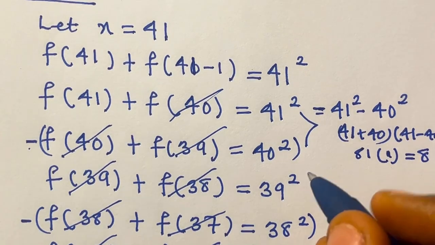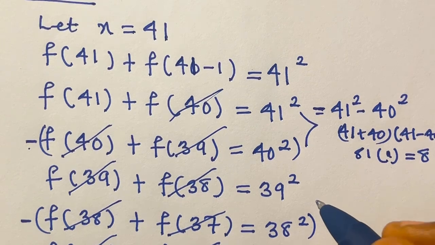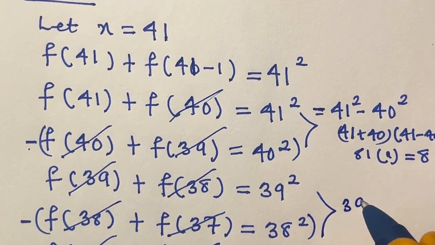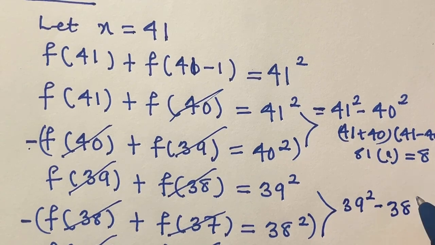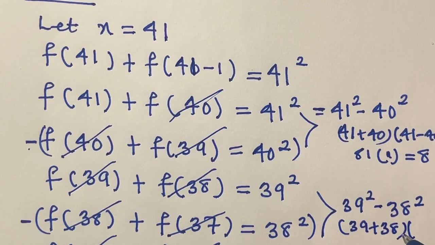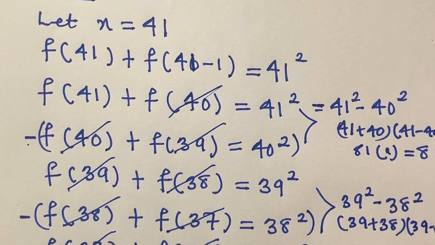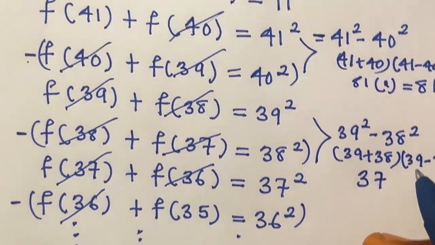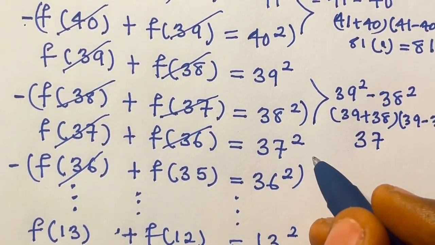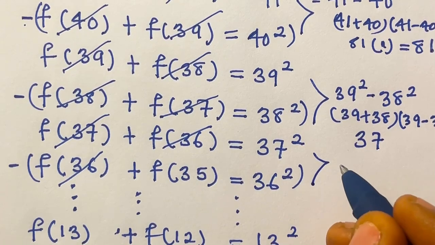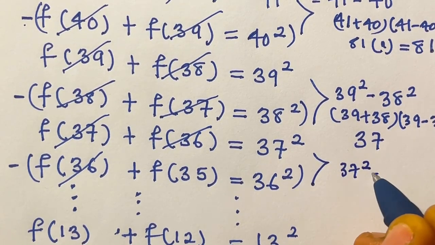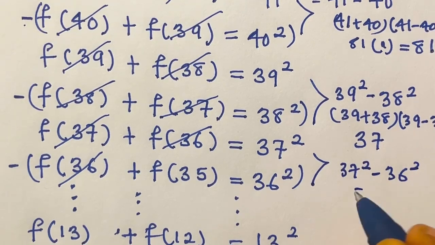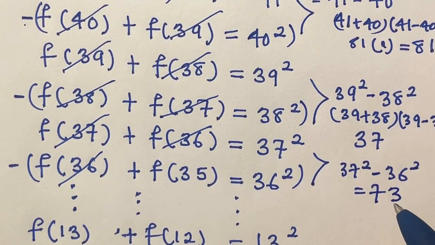All right. So also here, this and this, we have 39 square minus 38 square. Which means 39 plus 38 multiplied by 39 minus 38. The entire of this will be 77. All right. And the other one we will have here is this and this. So we have 37 square minus 36 square. So this will be 73.